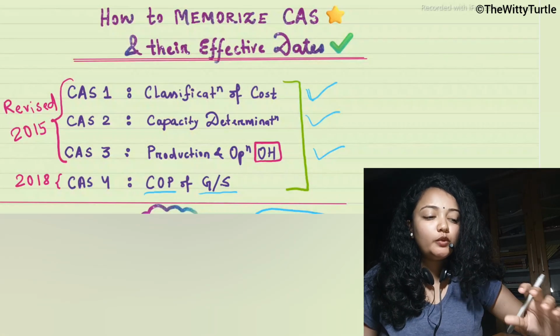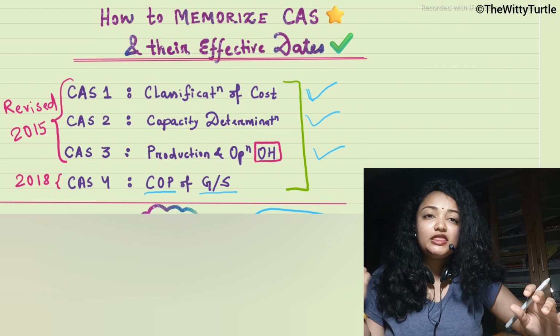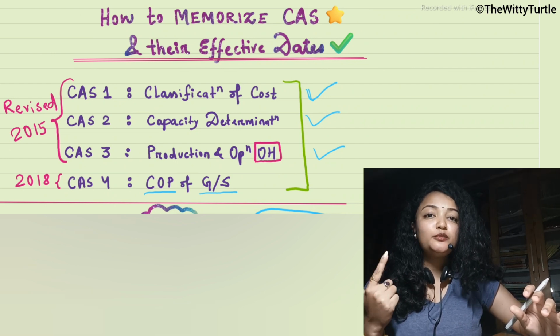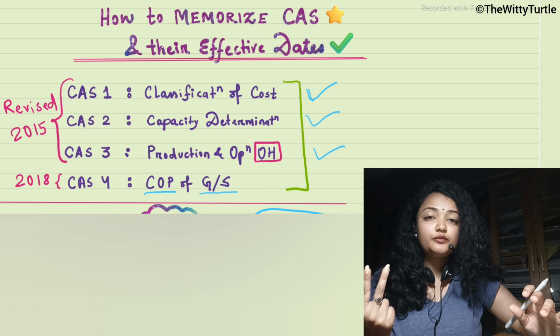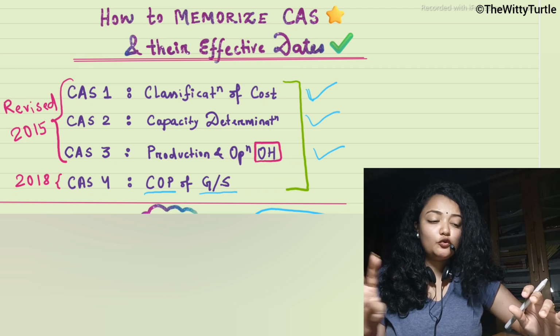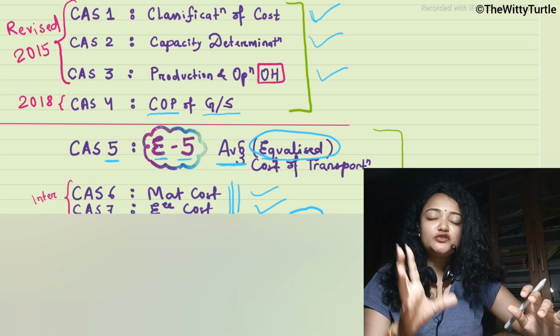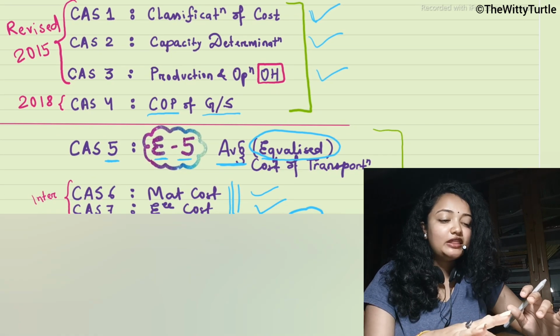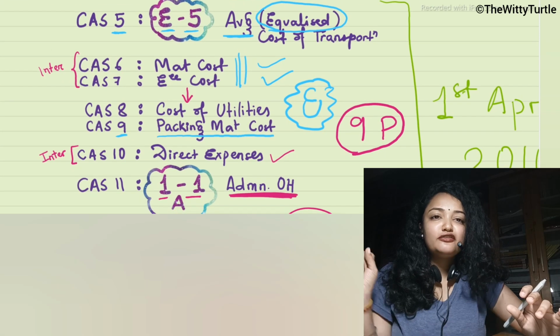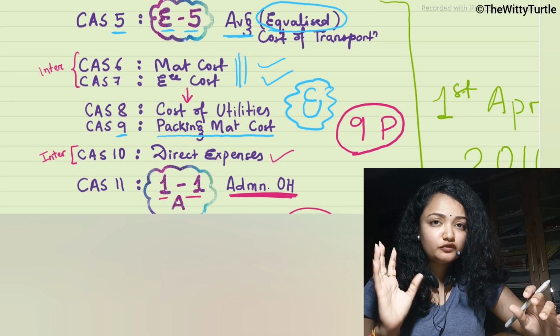Okay, so now let's do a quick revision of this. What is CAS1? That is your classification of cost. Then we have CAS2, which is capacity determination. CAS3, that is your POO, which is production and operations overhead. Then we have CAS4, which is your cost of production, cost of acquisition or cost of supply of goods or services. Then we have CAS5, which is 5 and E for equalized, average or equalized cost of transportation.